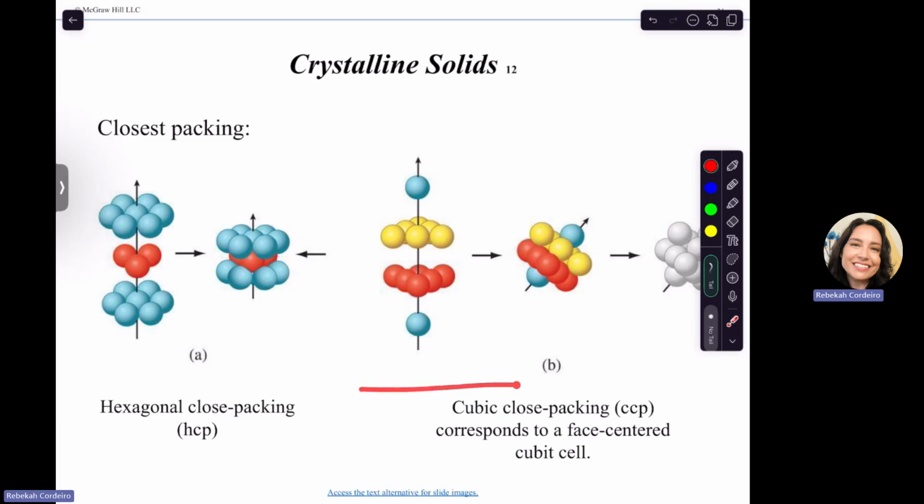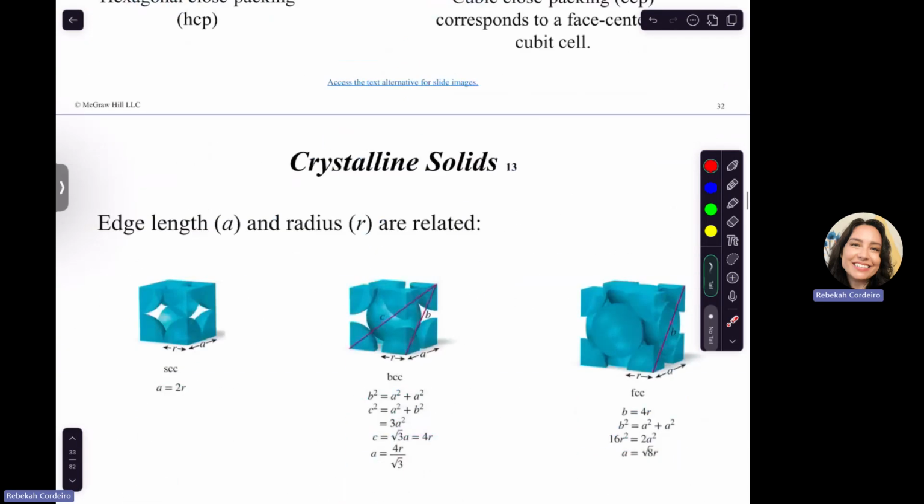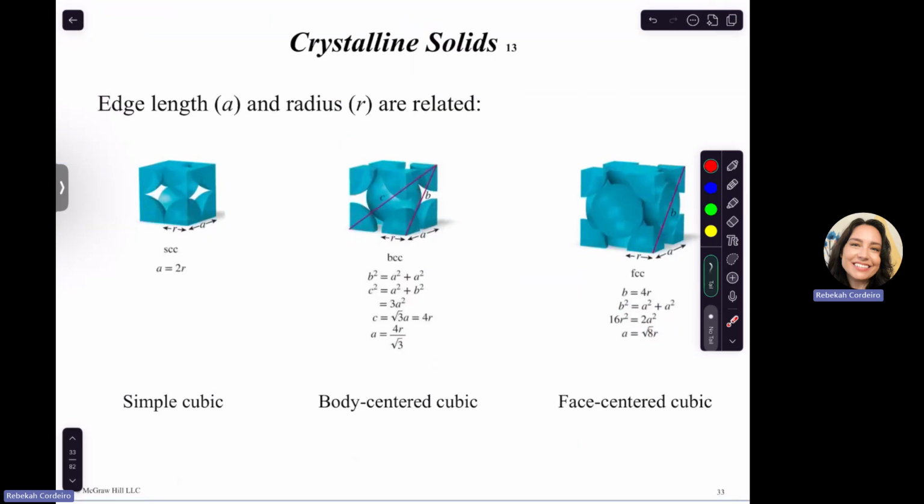Just remember, ABC is cubic, C is cubic, ABA, AB is hexagonal. And make sure you write closed packing, hexagonal closed packing, and cubic closed packing. That's the whole name of it. Or HCP and CCP.